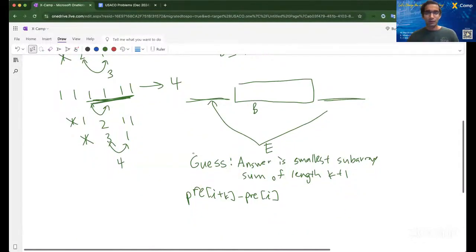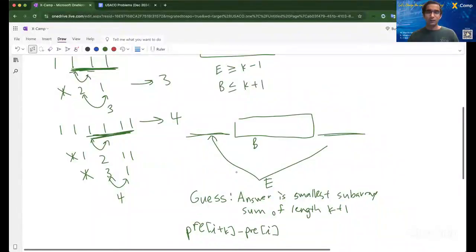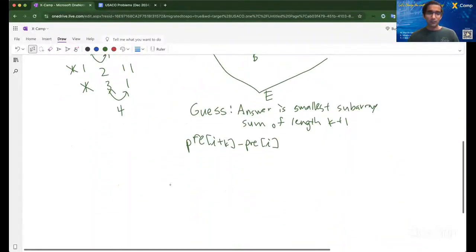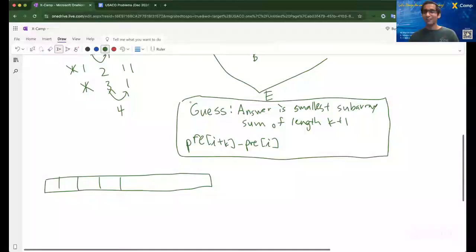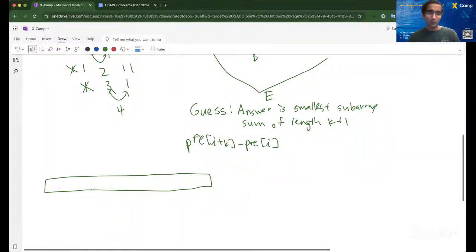Yeah. So the idea is, consider you have an array. Yeah, so this is how I did the problem. I didn't try proving it when I did it. I just guessed and it worked. But it's also good to be able to understand why it works. So just consider a case.